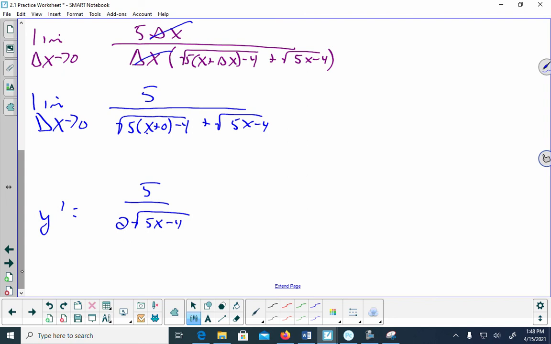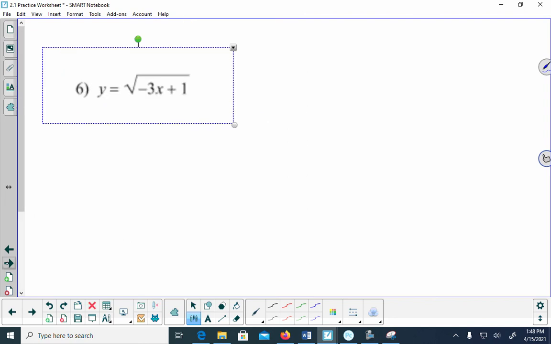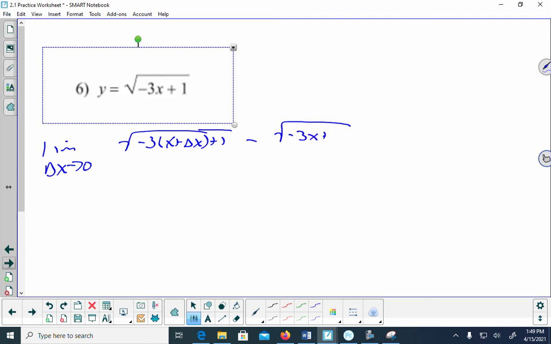Okay, moving on to do the next one. Same thing, square root of negative 3x plus 1. So I'm going to take the limit as delta x approaches 0. I am going to put x plus delta x in for that x. Now again, when I try and put in 0, I realize that I can't simplify because I get 0 over 0, so I am going to multiply by the conjugate. So let's multiply by the conjugate.